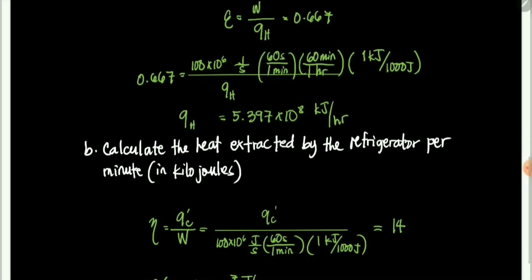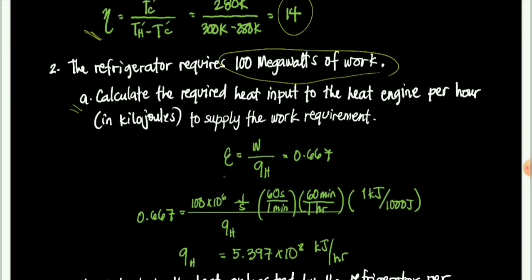So for the QH, okay, we need this formula. So the efficiency is equal to work, which is the work output, over QH, the heat input to the heat engine. That is equal to 0.667 kasi nakalculate na natin to based dun sa reservoir temperatures. Okay, so all we need to do is to equate 0.667 to the work over the heat input. So yung work natin, it's 100 times 10 to the 6 joules per second. Okay, yan yung unit equivalent ng megawatt.